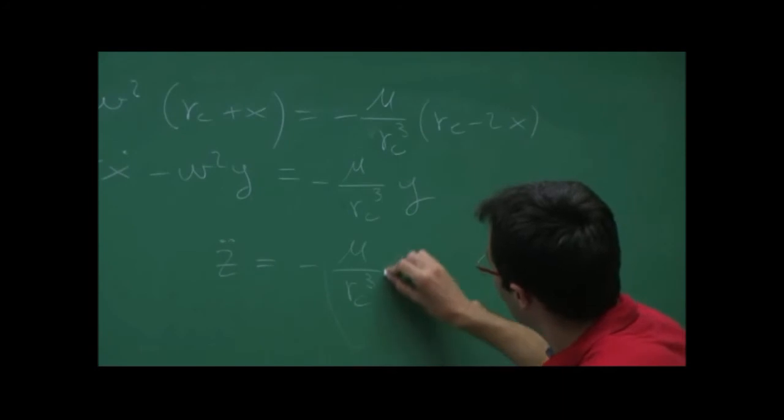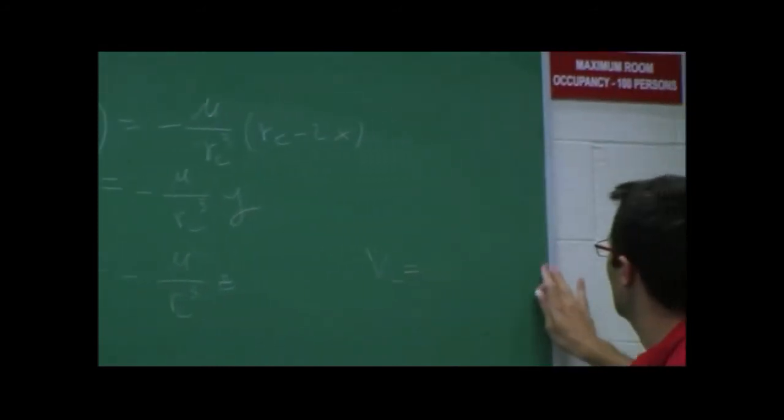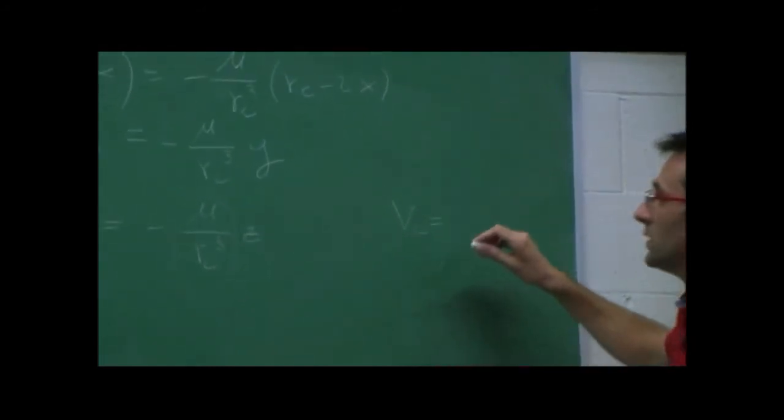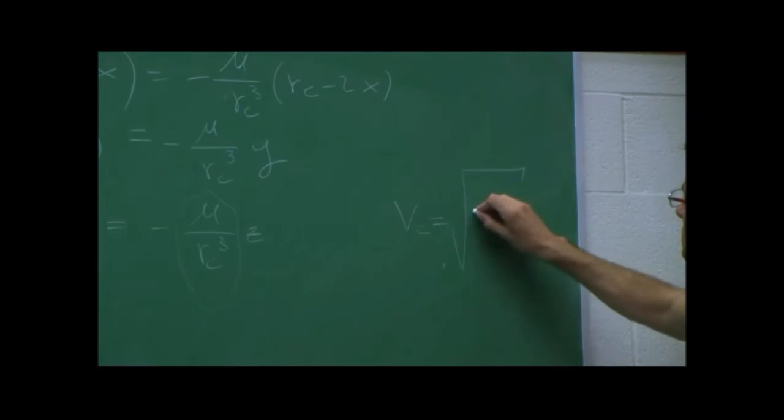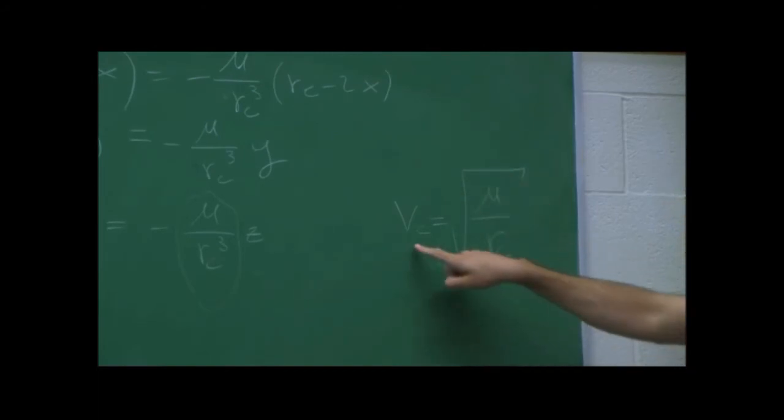Okay? Does this remind you, this thing, of anything? What is the circular velocity on an orbit? The velocity of a circular orbit, what is that? Mu over r, right? If c is its radius.